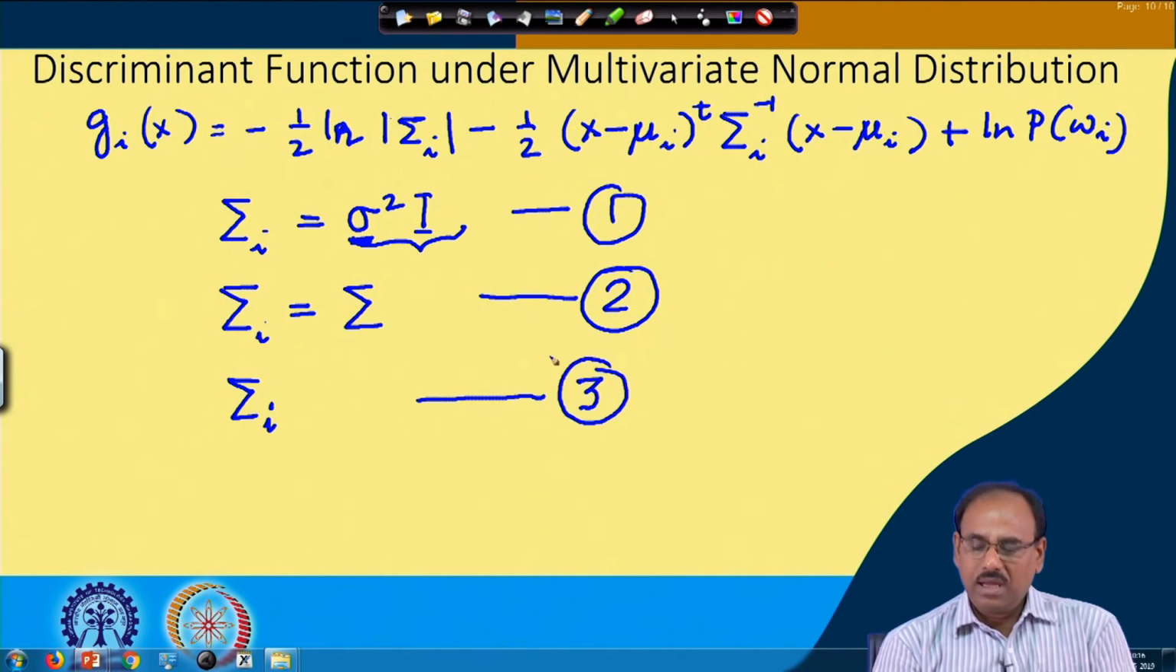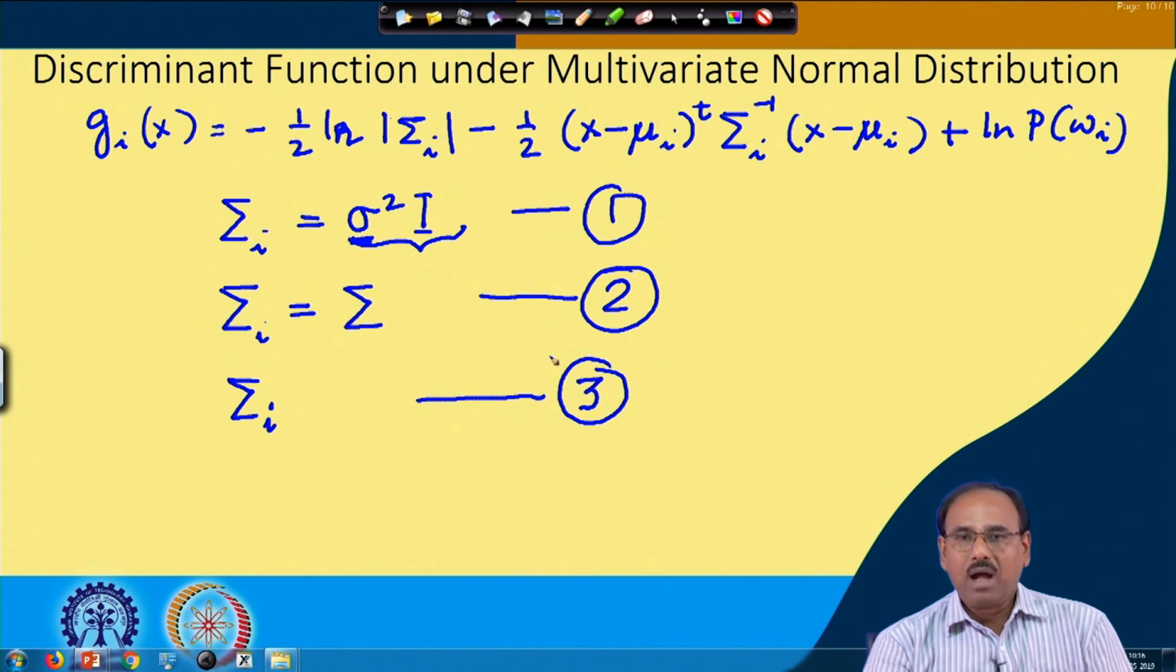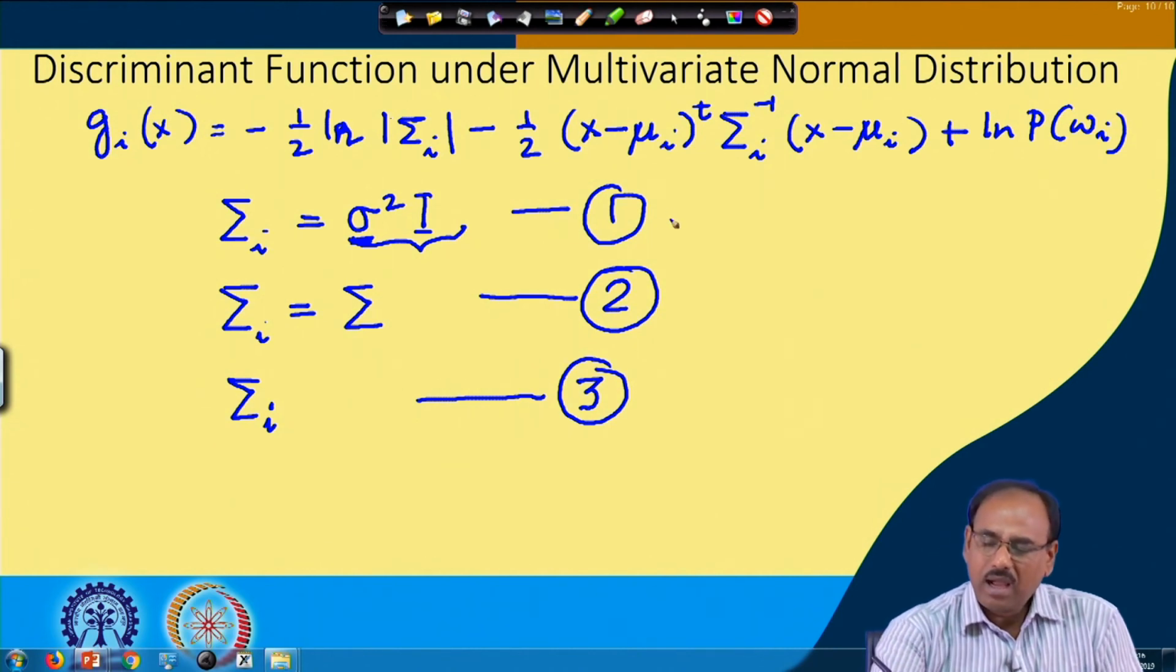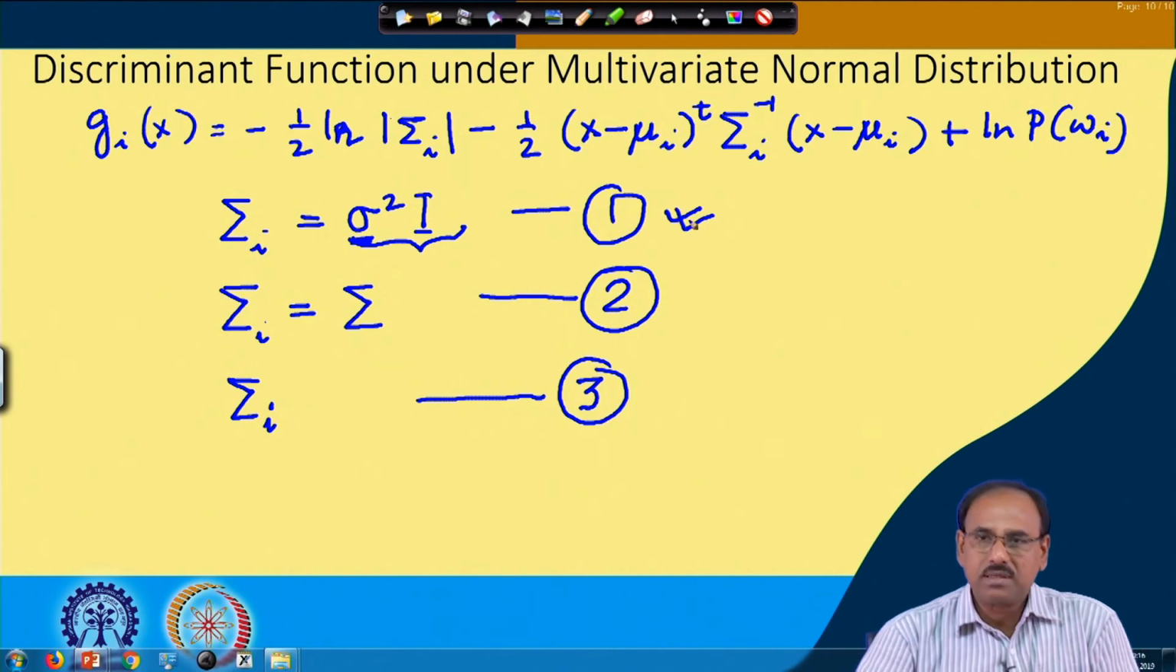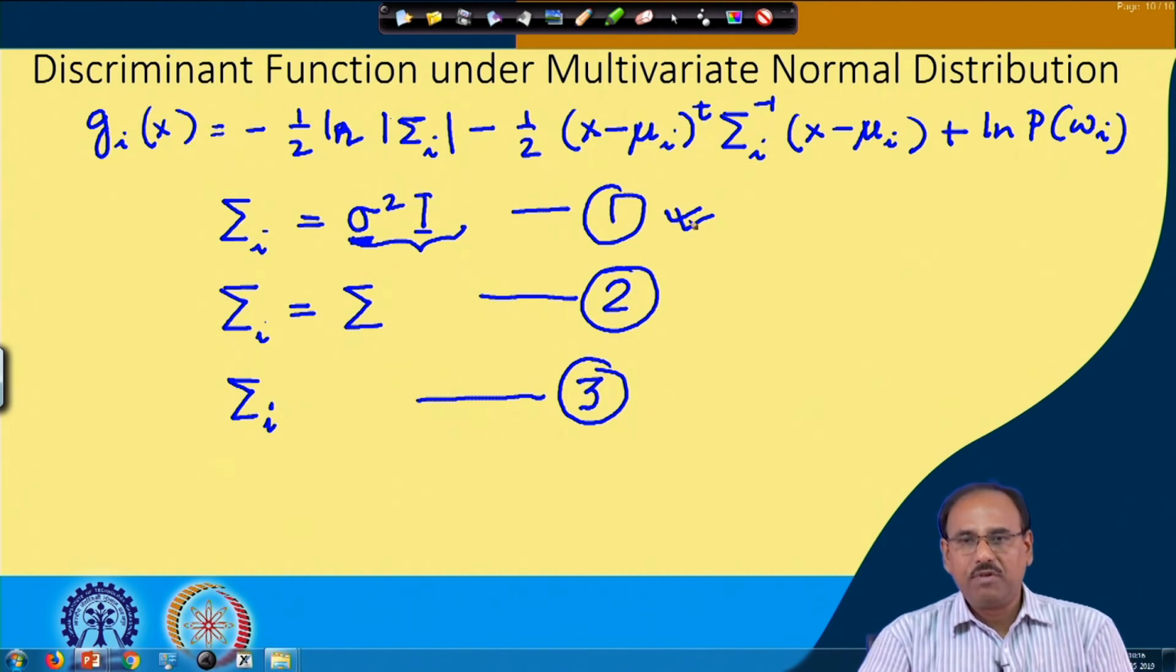So, initially I will try to see how this discriminant function looks when I assume the first case, that is, the covariance matrix of every class is of the form sigma square I.